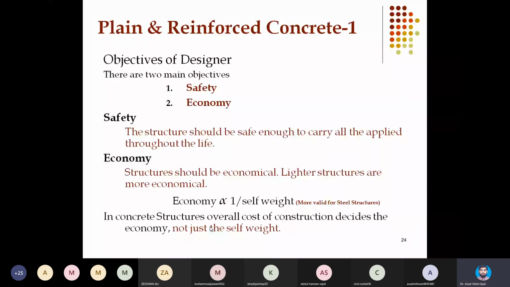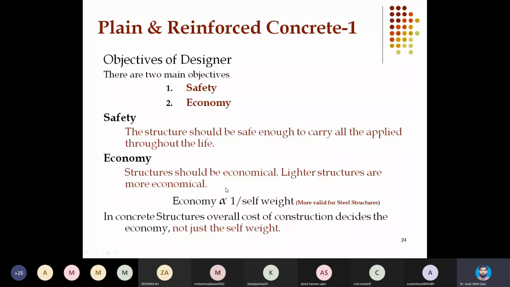topic of discussion. So as a civil engineer, as a structural engineer, your major objective will be to design safe and economical structure. Safety should be kept in mind for all applied loads throughout the life, and economy means that it should be cost effective, more service life, durable and economical structures, and safe as well.